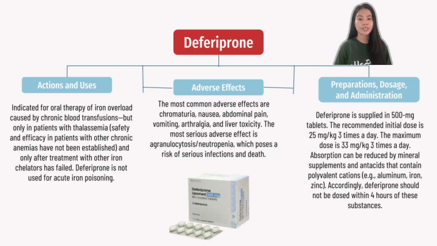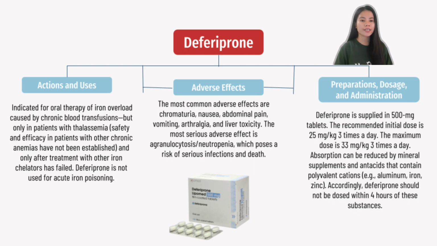Deferiprone. Actions and uses. Indicated for oral therapy of iron overload caused by chronic blood transfusions, but only in patients with thalassemia, as safety and efficacy in patients with other chronic anemias have not been established, and only after treatment with other iron chelators has failed. Deferiprone is not used for acute iron poisoning.